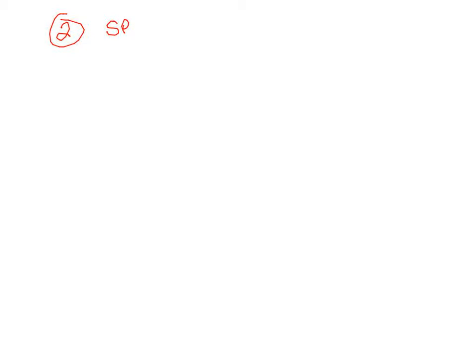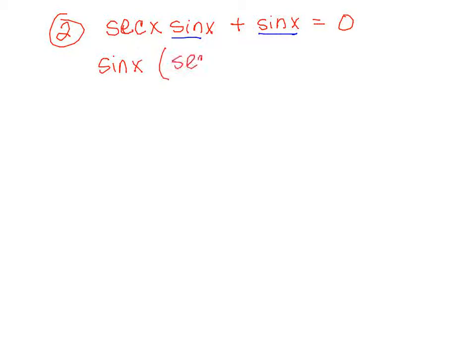Example 2. Secant x sine x plus sine x equals 0. This one is quite similar to the last. Hopefully we can all see it has a common factor of sine. So we factor out sine, and we are left with secant x plus 1 is equal to 0.